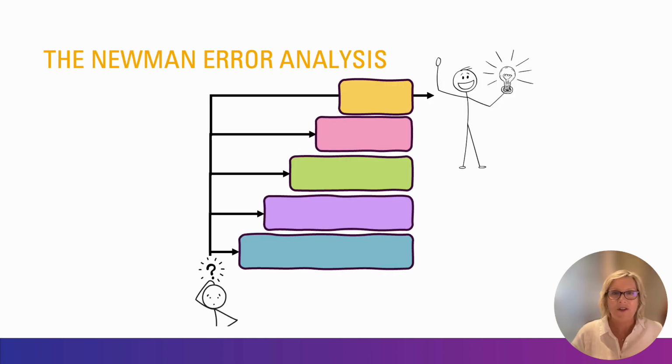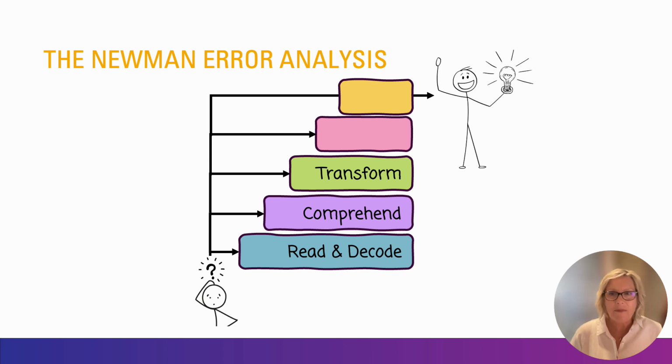Now, if you have not heard of Newman's error analysis, here is a quick summary. The analysis breaks down the 5 steps involved in solving a mathematical word problem. Reading and decoding, where the student reads the problem and decodes the words and symbols. Comprehending, the student makes sense of what they have read. Transforming, the student mathematizes the problem. That is, they work out what mathematics needs to be applied. Processing, demonstrating what to do to get the answer. And then finally, encoding, recording the final result appropriately.